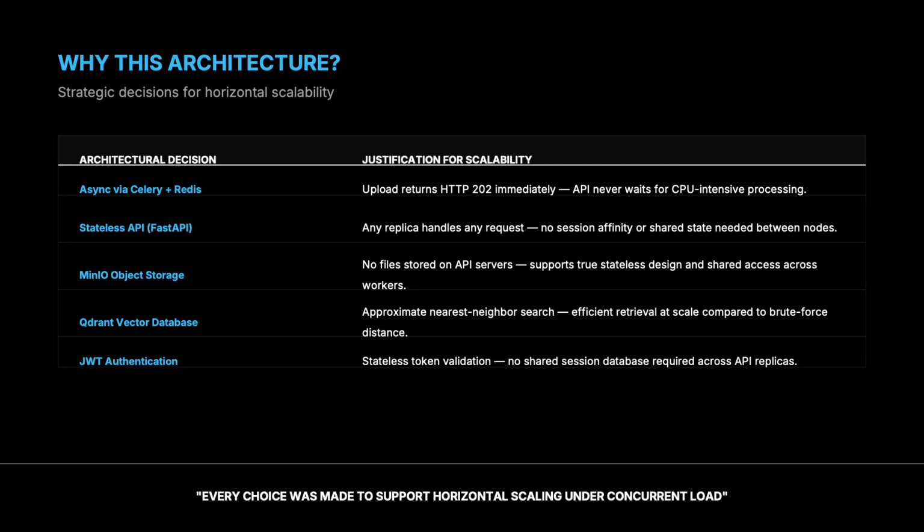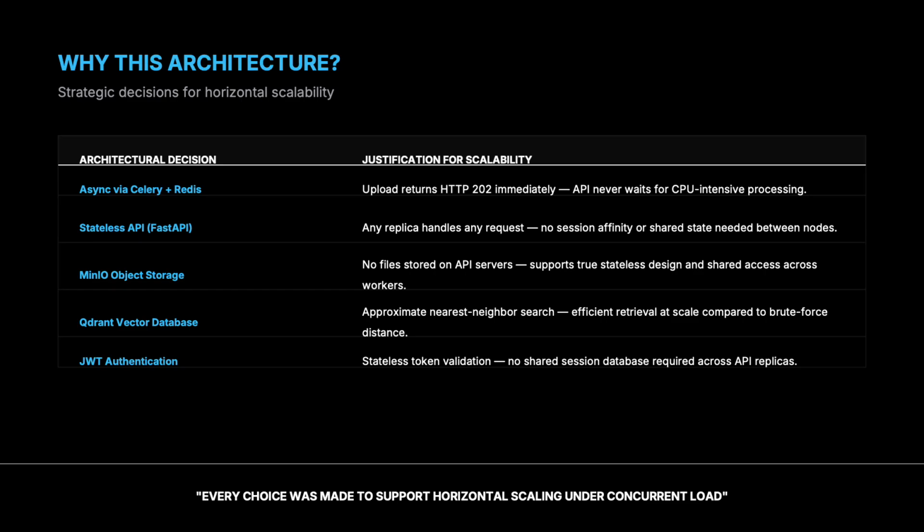So, why this architecture? Every choice in the stack was made with horizontal scaling in mind. Firstly, asynchronous tasks. By using Celery and Redis, the API can return an immediate HTTP 202 Accepted status. This prevents the API from hanging while waiting for expensive CPU processing.